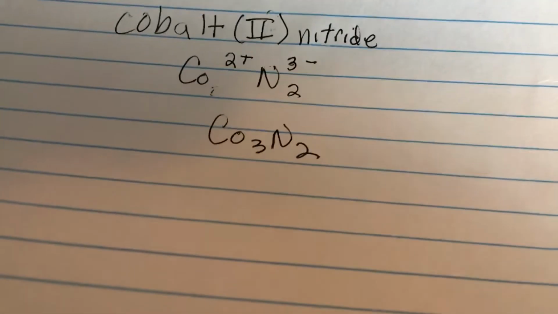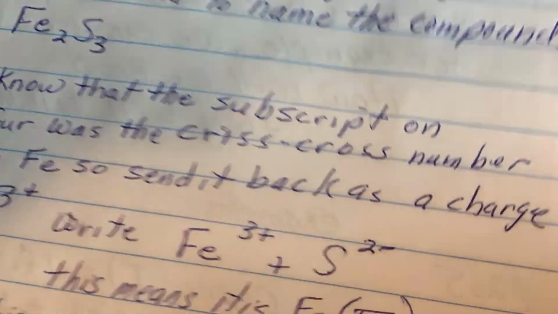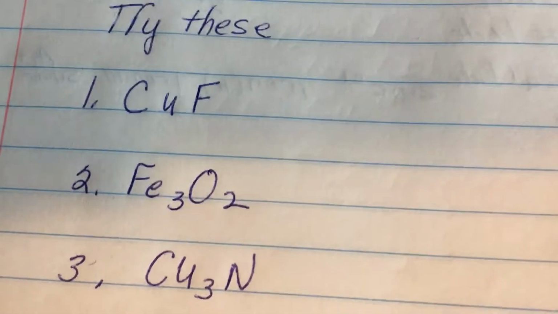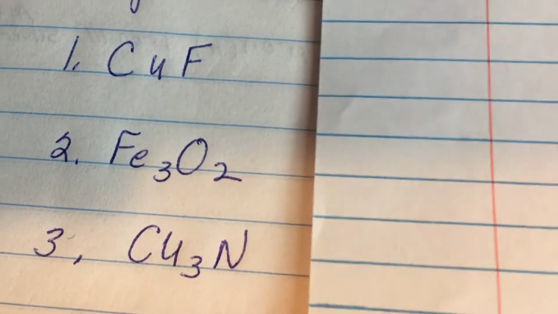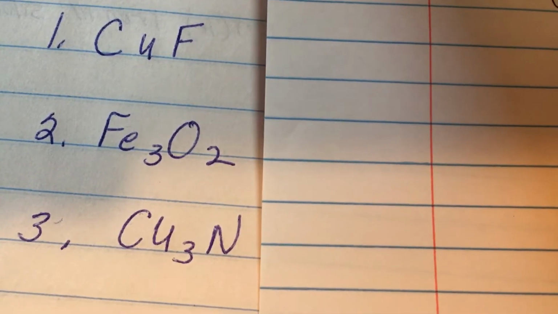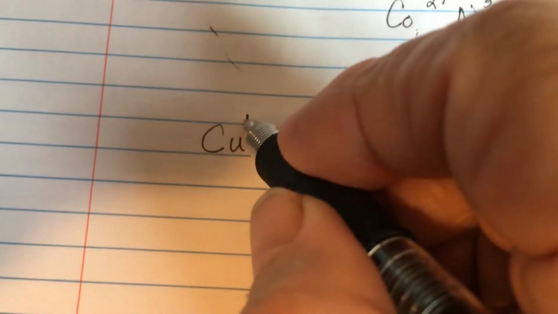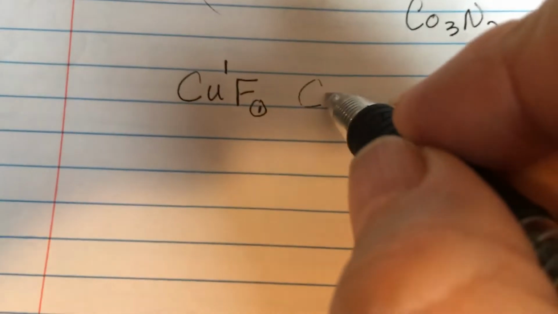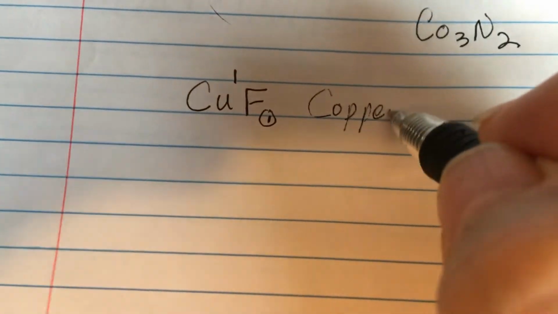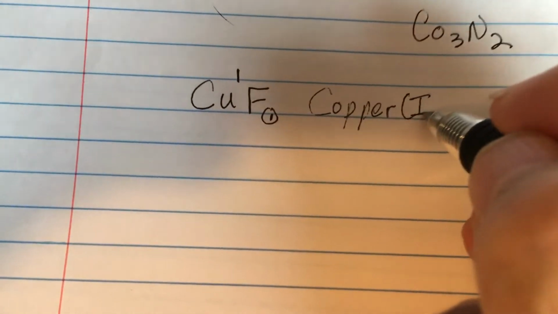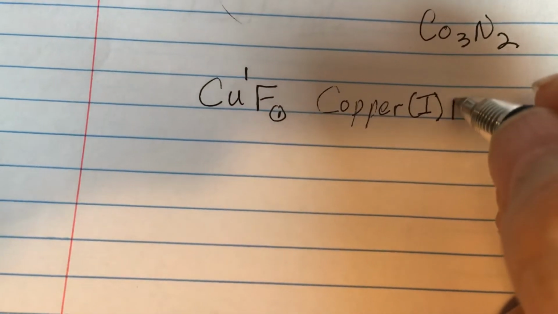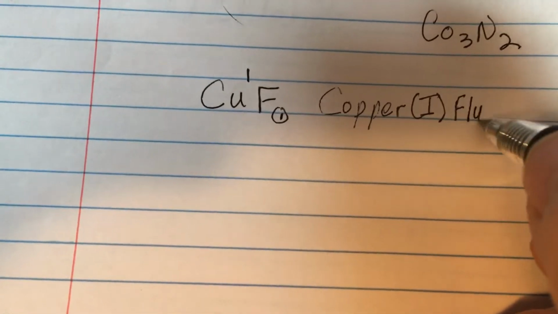Now, the ones where you have to write the name. Copper, CuF. Well, there's a 1 down here because there's no number written. So that tells me there's a 1 up here. So it's copper, Roman numeral 1, fluoride.